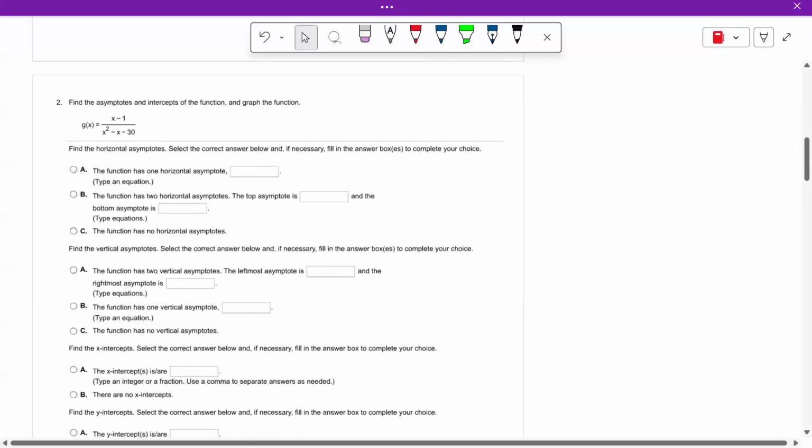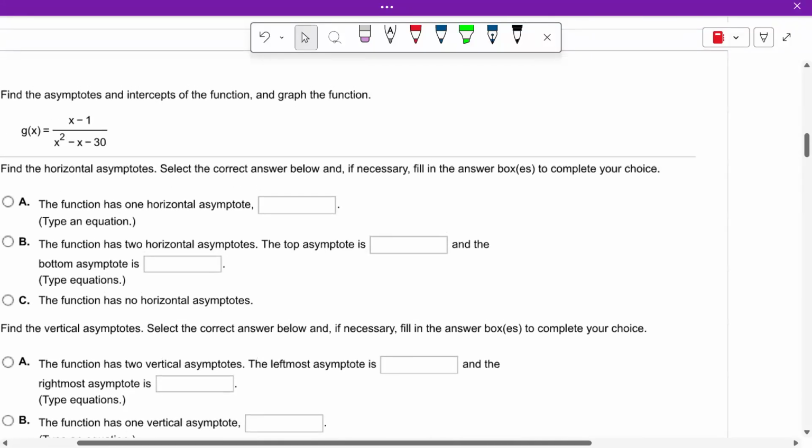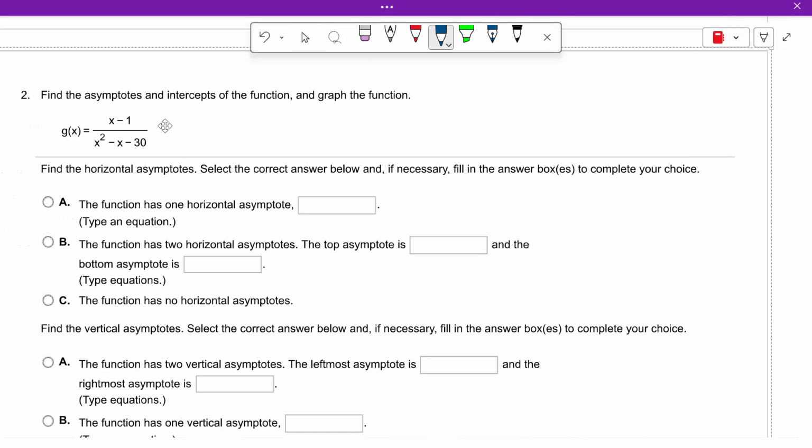Okay, let's do the same type of thing to this one. So vertical asymptotes. How do I factor the denominator? x and x, plus and minus.